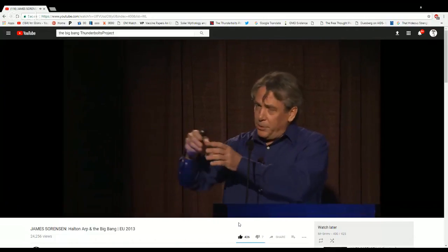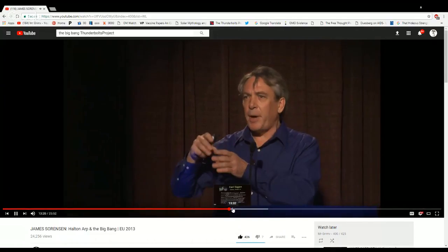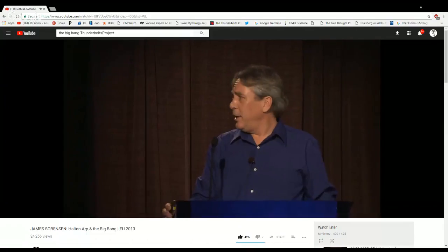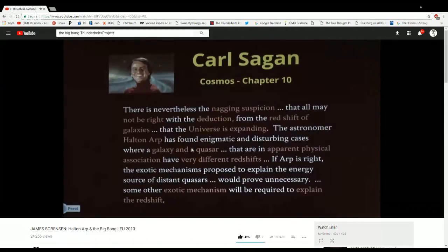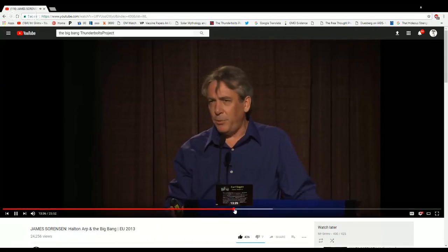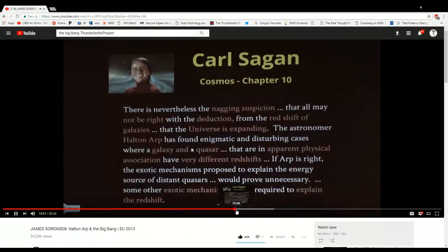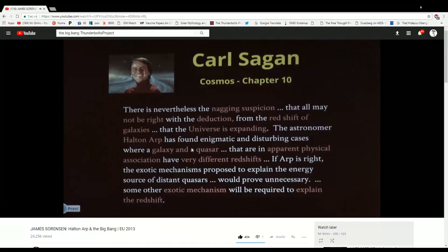And if for some reason you can see a relationship with an alleged nearby object, then something's wrong with the whole idea of redshift. And I should clarify, this is recessional redshift, or a redshift of an object moving away from us or towards us. There are other types of redshift. There's gravitational redshift, and we'll get into a third one here in a second with Arp. But at the end it says, if Arp is right, the exotic mechanisms proposed to explain the energy of these distant quasars would prove unnecessary.